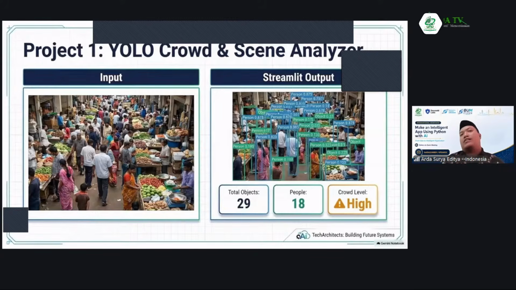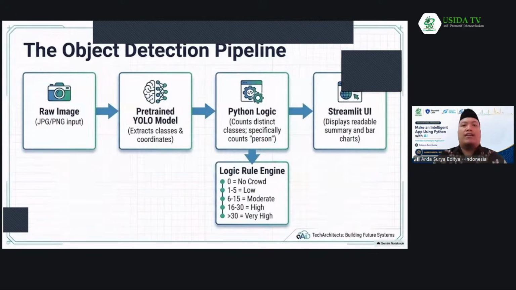Now, here is the project that will be created for this morning. The input is an image from the market. You know, there are a lot of people in there, and the Streamlit output will have a bounding box on each object, and it will give a label saying what the object is, such as a person and other objects, and so on. Okay, here is the object detection pipeline.